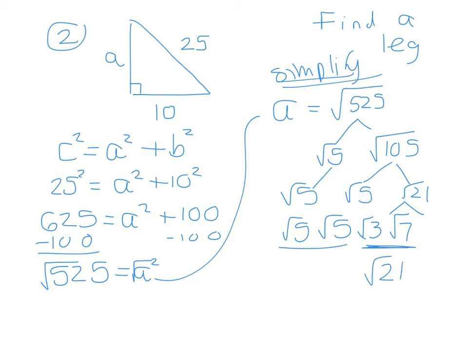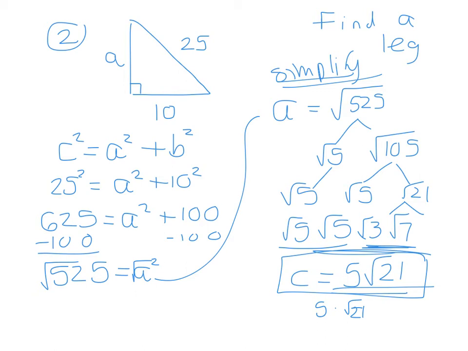Rad 5 times rad 5 is just plain 5. So my answer is C equals 5 rad 21. Now the book always is asking you to do it on a calculator and do 5 times rad 21 on a calculator and then round off your answer to the 100th or the 10th. But we generally are not going to be having calculators. You can check it that way if you want, but I'm going to want a simplified radical.